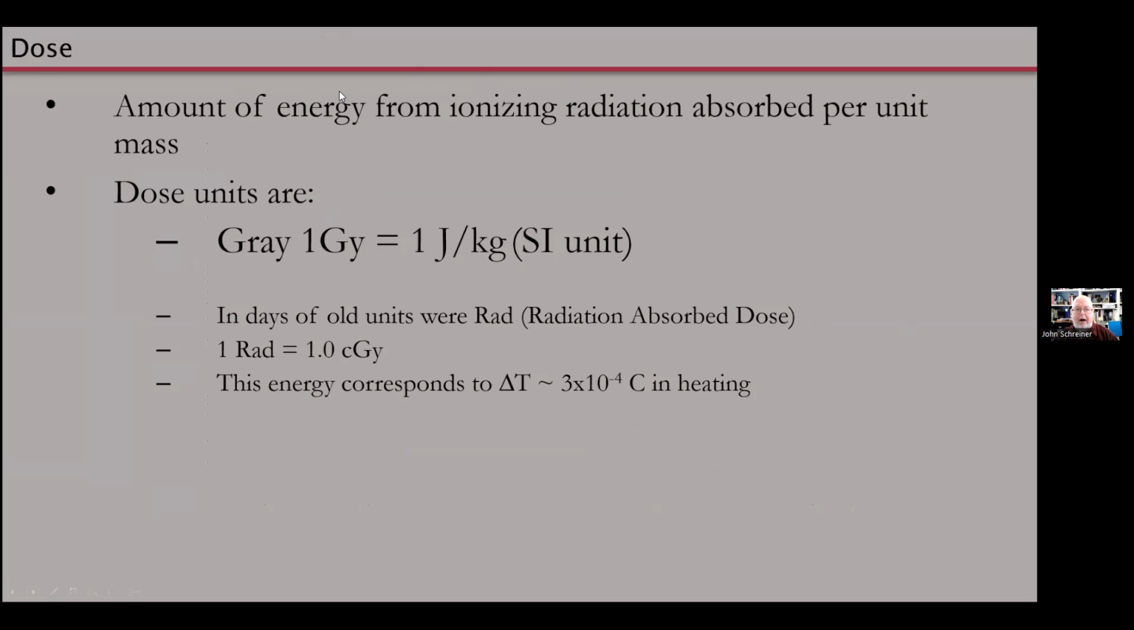And just to remind you, what is the unit of dose? Dose is defined as the energy absorbed per unit mass. So it's joule per kilogram that is the definition of the dose, and that's given the name of a gray. So 1 gray is 1 joule per kilogram.